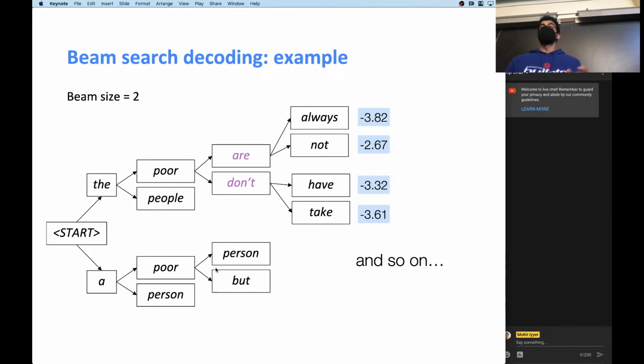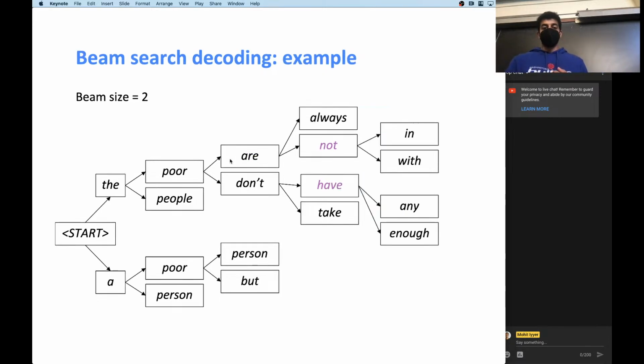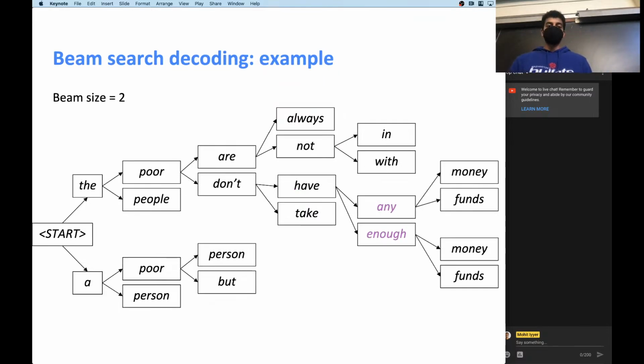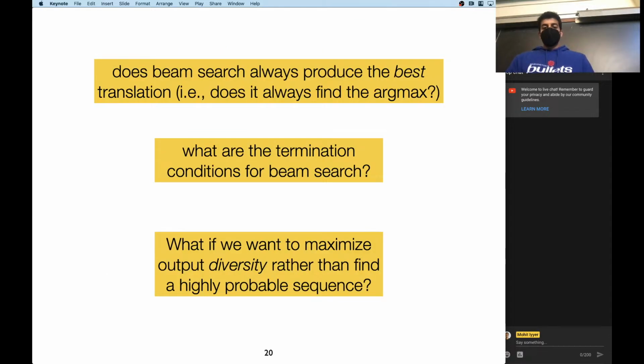So now we no longer consider this bottom path starting with "a", right? It's been effectively pruned off, and we are only considering things that start with "the poor" at this point. Here you can see that the purple color indicates that these are the highest probability of all of these continuations: "the poor are not," "the poor don't have." These are the continuations that I've selected. I'm going to expand those, do some pruning, pick 2 more, and continue this process.